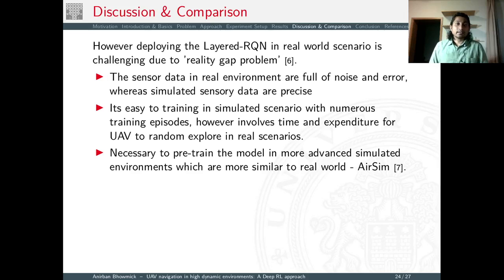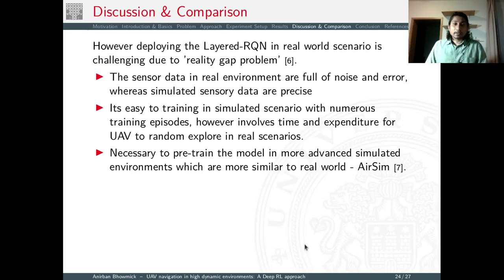However, we have tested this method in a simulated environment, where it is very easy to train a number of episodes, and there is also less noise. But if we want to train the UAV with this algorithm in the real world, it would involve a lot of time, much more noise for the sensors, and also much more cost.